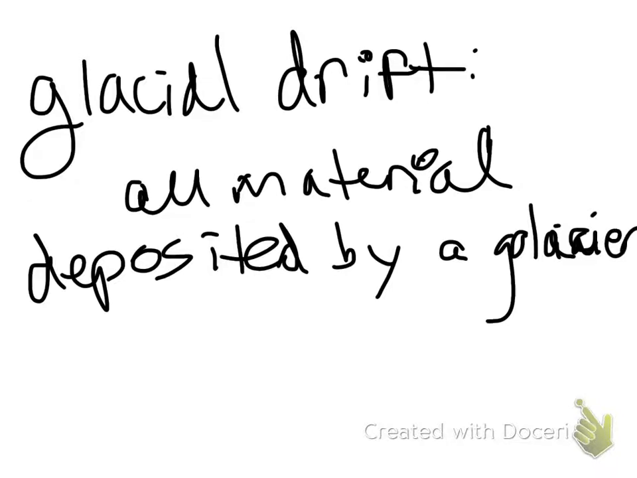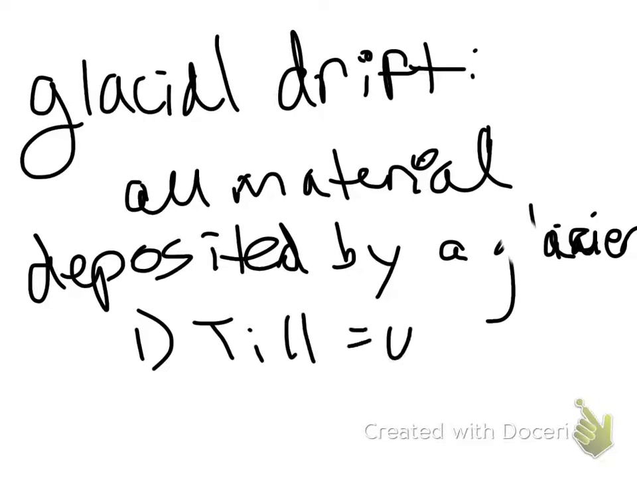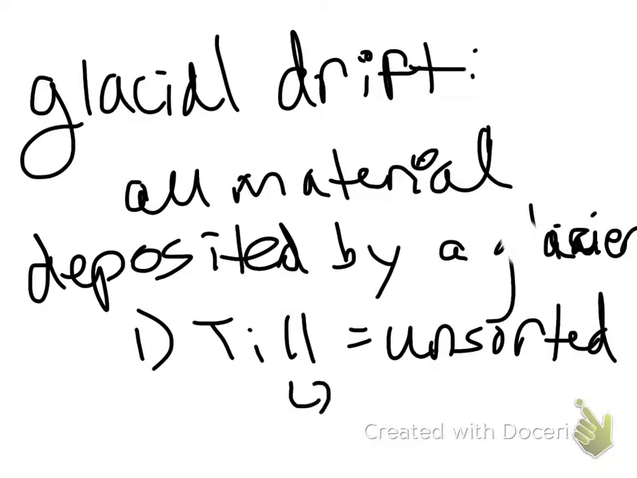A till is unsorted material that's dropped by a glacier. So as the glacier melts and material is released, you get all sizes and types of rocks. A moraine is the most common type of till. It forms ridges along the edge of the glacier.